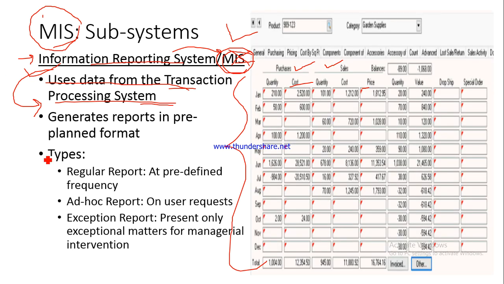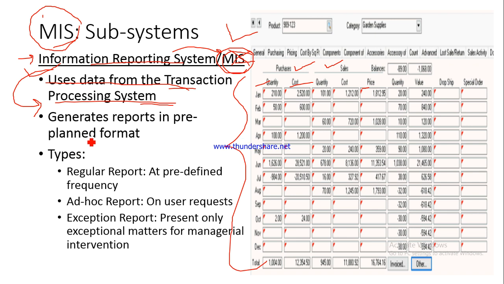Now what are the various types of reports that get generated? Regular reports could be there, and now please understand, I've told that these reports are in the pre-planned format, so the format is pre-decided, right? For example, in this case the format is decided that okay, month-wise quantities and prices, and then sales quantity and prices, everything has to be shown. Fine. So these formats are pre-existing, they are pre-entered into the system, and the system accordingly prepares the report and presents it, right?